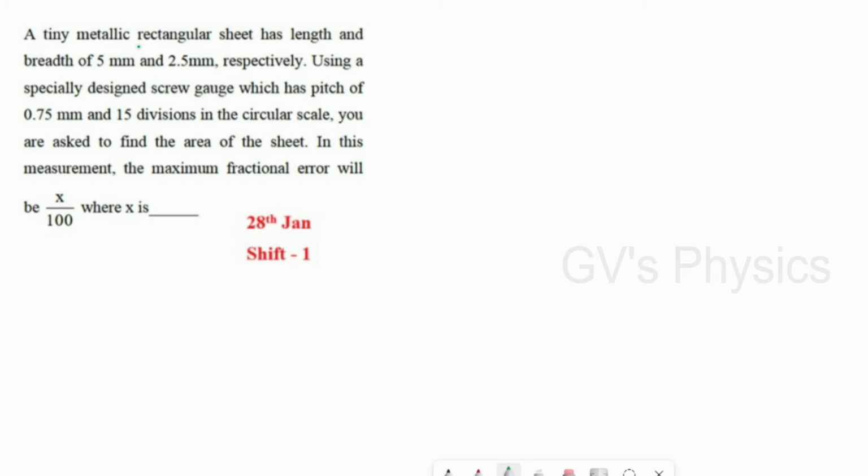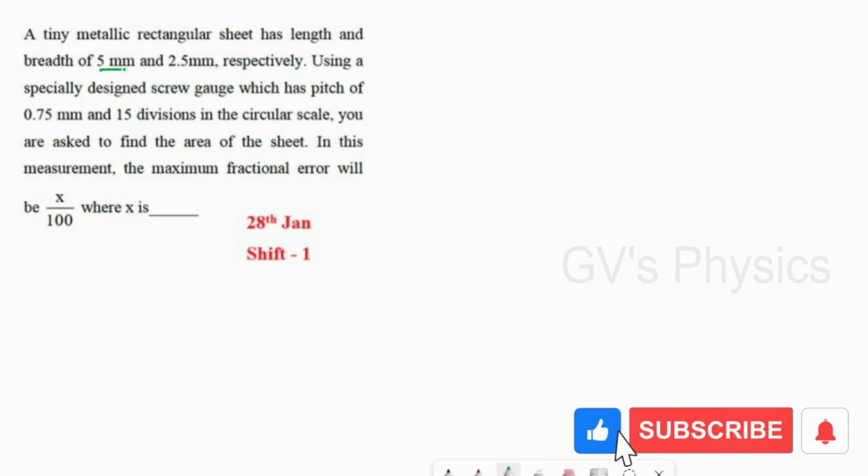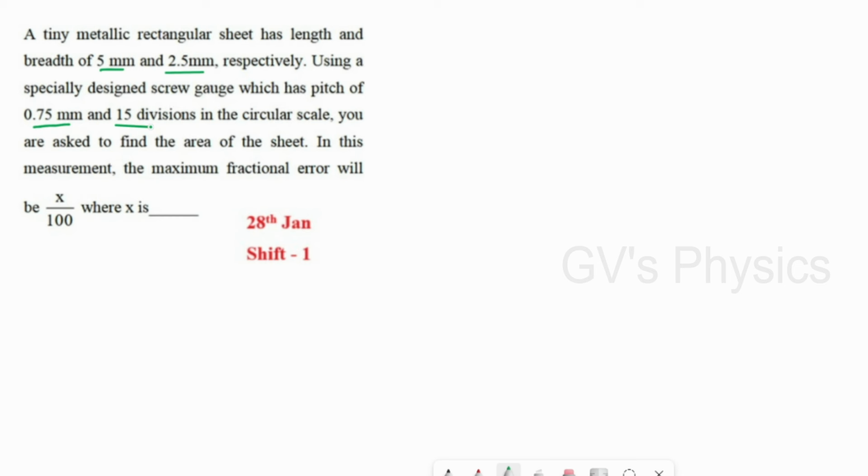Next question. A tiny metallic rectangular sheet has a length and breadth of 5 mm and 2.5 mm. Using a specially designed screw gauge which has a pitch of 0.75 mm and 15 divisions on the circular scale, you are asked to find the area of the sheet, and also the maximum fractional error. To handle this question, first we'll find the least count of the screw gauge. Least count is equal to 1 PSR by n, where n is the total number of divisions on the circular scale. That is 0.75 millimeter and n is 15. If you calculate, you will get 0.05 millimeter. This is the least count of the screw gauge.